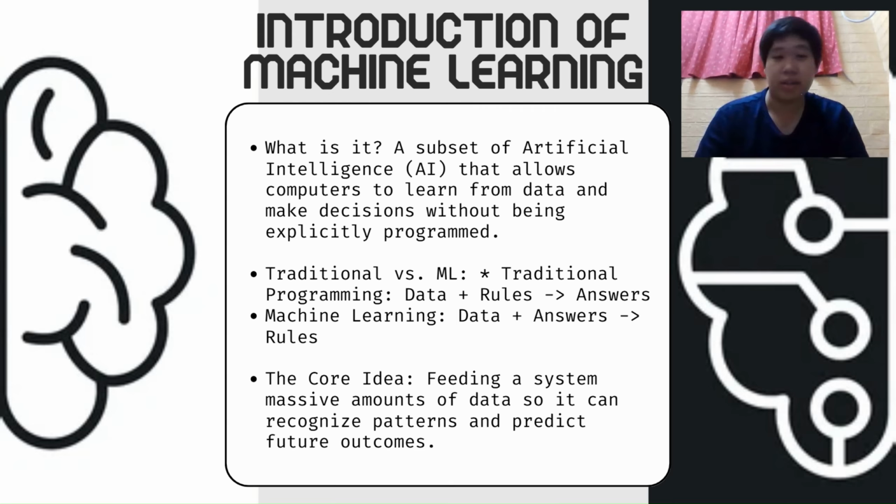Look at the contrast here. In traditional programming, we give the computer data and rules to get answers. But with machine learning, we flip it and provide the data and answers, and let the computer figure out the rules itself, just like human experience. Ultimately, the core idea is feeding the system massive data so it can automatically recognize patterns and predict future outcomes.